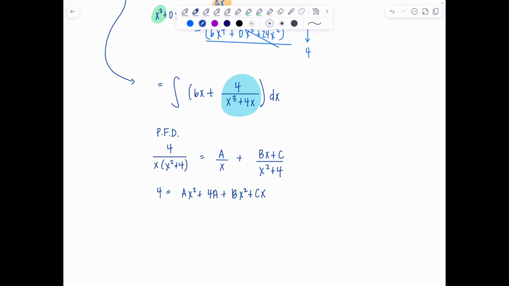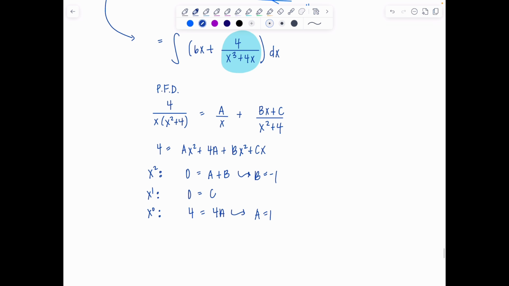So now we're going to solve for a, b, and c, equating coefficients of like terms. There's no x squareds on the left, so that has to equal a plus b. There's no x to the first on the left, so that must be c. And then x to the 0, my constant term is 4. That has to equal 4a. So a is 1. So b is -1. Cool. So then rewrite the integral.